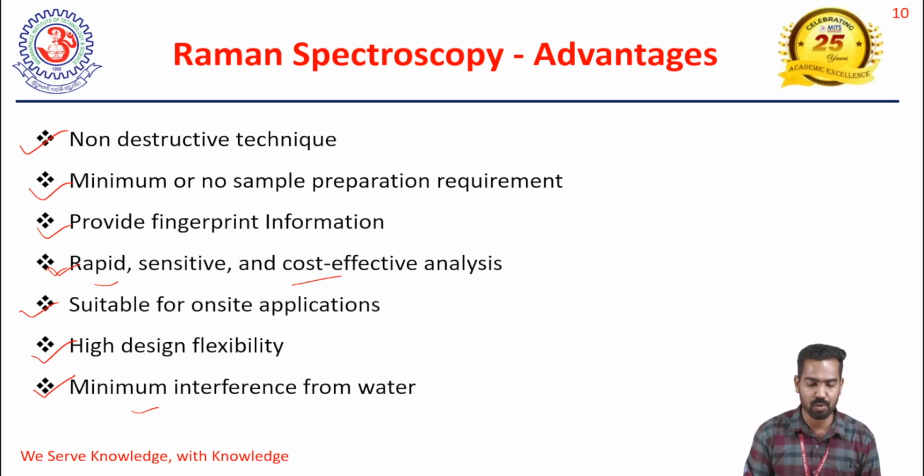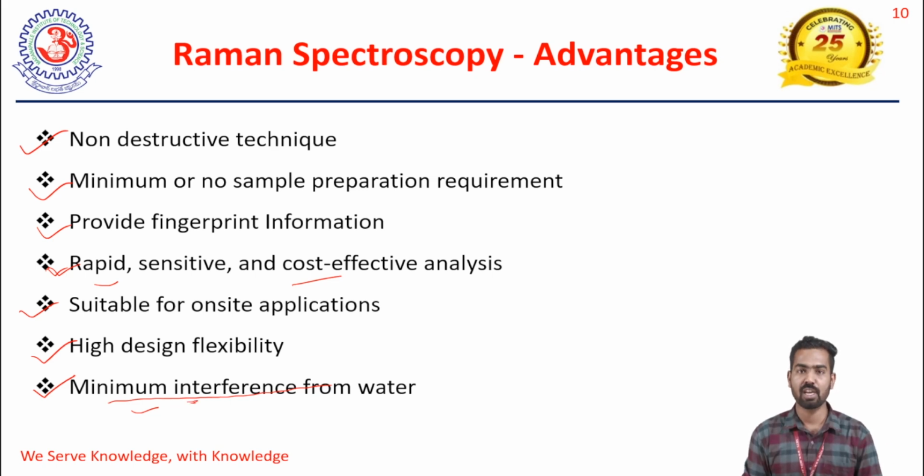You can see that there is minimum interference from the water. Because in the case of Raman spectroscopy, if you are applying some biological application, we know that most of the content of our body is water. Around 70 to 80% of our body is water only. So if you are using Raman spectroscopy, there is minimum interference from the water.